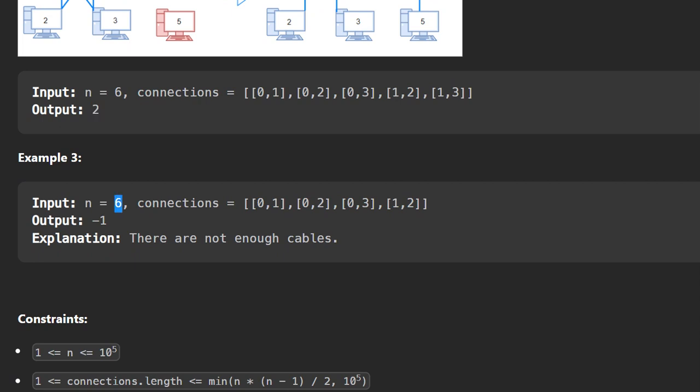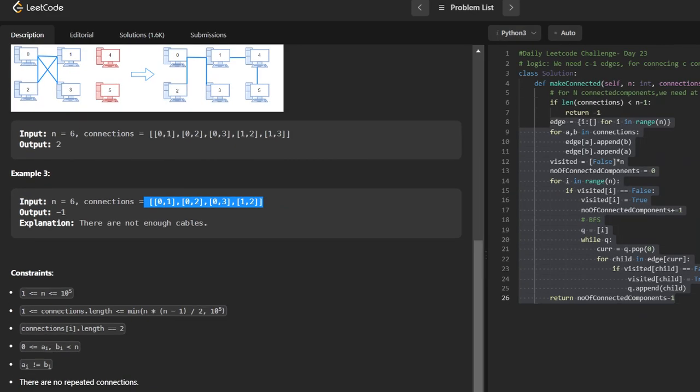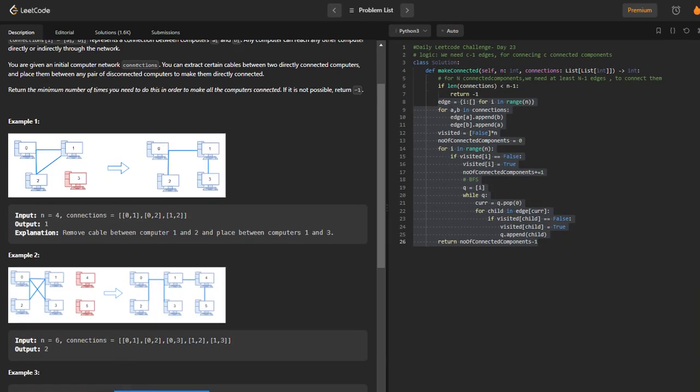Coming to example 3, 6 minus 1 is 5. There have to be at least 5 edges. Do we have that? Here only 4 edges are present. That means it's not possible. There are not enough cables.